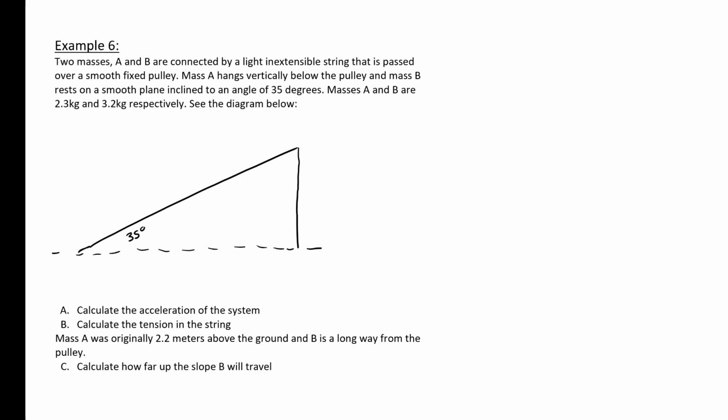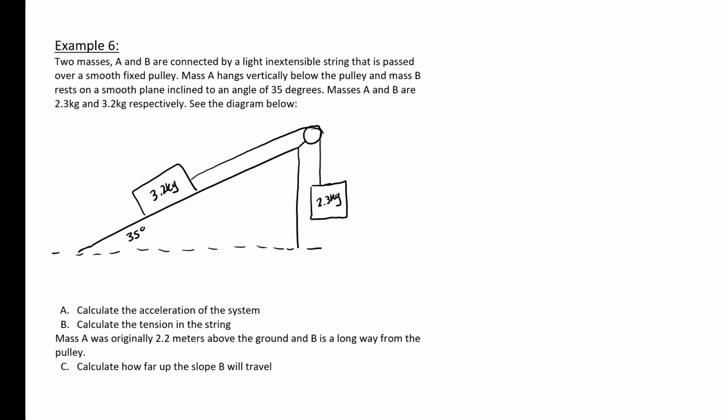Mass A hangs vertically below the pulley, so mass A must hang here. Mass B rests on a smooth plane, smooth meaning we won't have to consider friction. So we can place B here. They're both connected via a string. Masses A and B are 2.3 kilograms and 3.2 kilograms respectively. Okay.